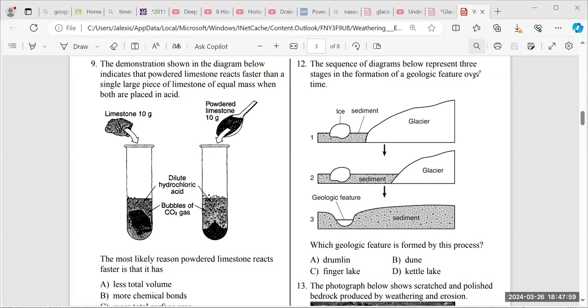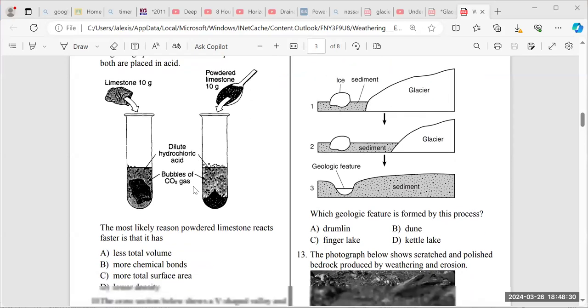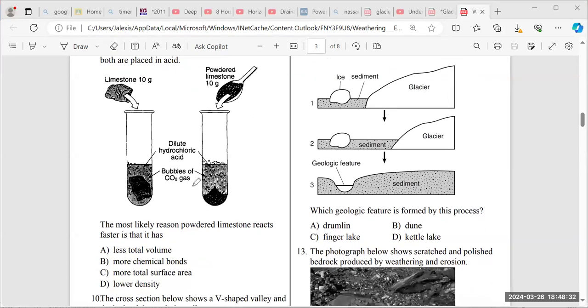Number nine says the demonstration shown in the diagram below indicates that powdered limestone reacts faster than a single large piece of limestone of equal mass when both are placed in acid. So we have one solid piece of limestone, and then we have 10 grams of limestone, but it's powdered, right? It's broken up to the point where it's powdered. And you drop them both in acid. Now the question says the most likely reason powdered limestone reacts faster is that it has what?